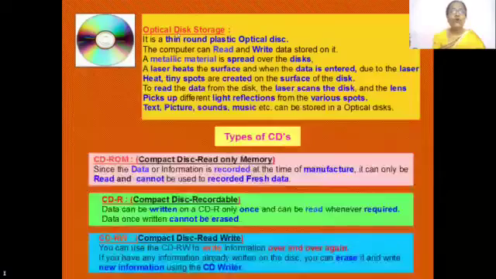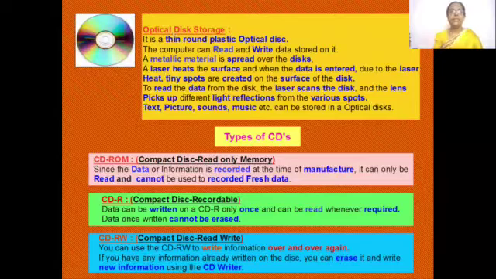Good morning, children. Today we'll continue about the storage devices. We'll see more storage devices. The next one is called the optical device.